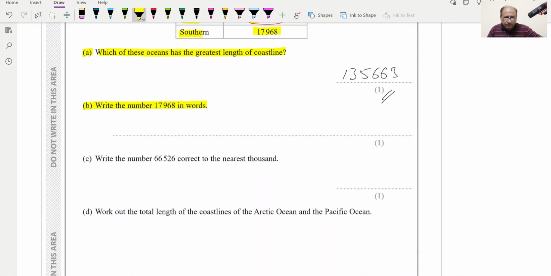One more part. Then write down this number in words. So this is 17,000. We can write here 17,000, 17,968.